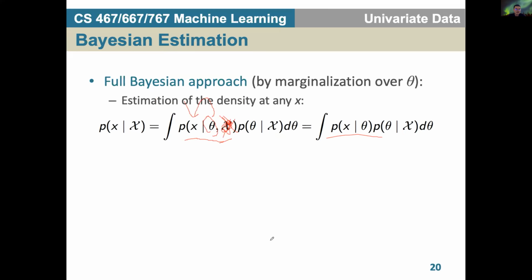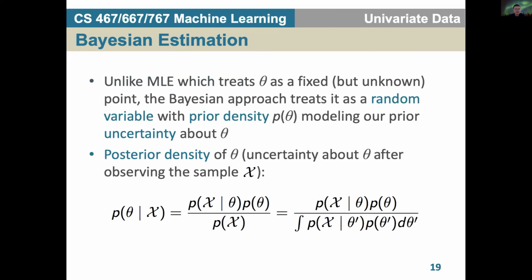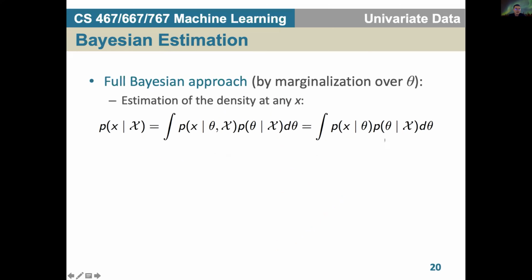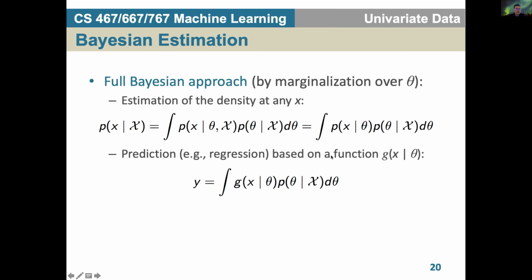From the graphical model perspective, x is used to estimate theta, and then theta is estimated. So you don't have this link directly; you don't need it. And so this is for density estimation, which means y is the probability for each possible value x.